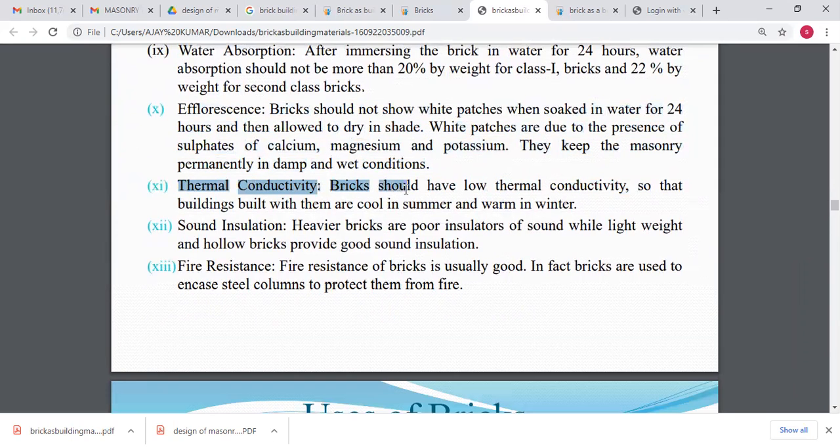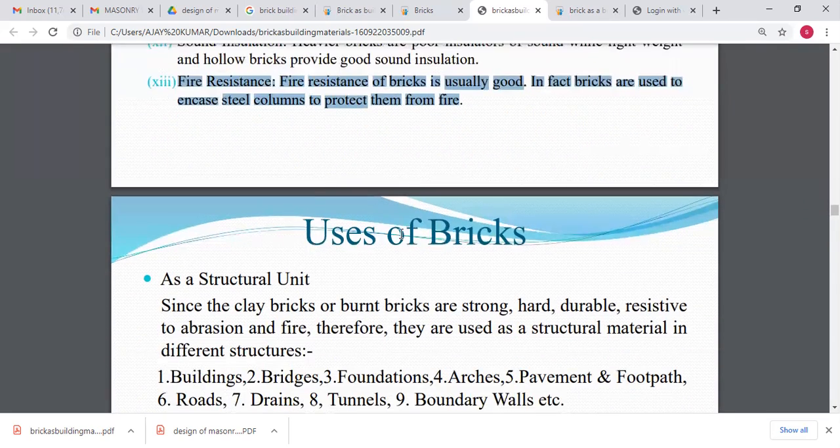Next, thermal conductivity. A brick should have a low thermal conductivity, so it should resist heat, and the conductivity should be very low, so that the building remains cool. Next one, sound insulation. Heavier bricks are poor insulators of sound, while lightweight bricks and hollow bricks are good sound insulators. Next one, fire resistance. Fire resistance of brick is usually good. In fact, bricks are used to encase steel columns to protect them from fire.